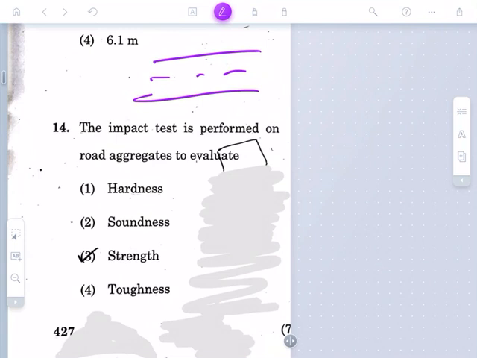So next question: impact test is performed on the road aggregates to evaluate. Okay, I will tell you one by one. This is the most important question and also the most confusing in the examination. First of all, hardness of the aggregates can be found by which test? Hardness can be found by the abrasion test. Hardness of the aggregates is mainly found with the help of the abrasion test.